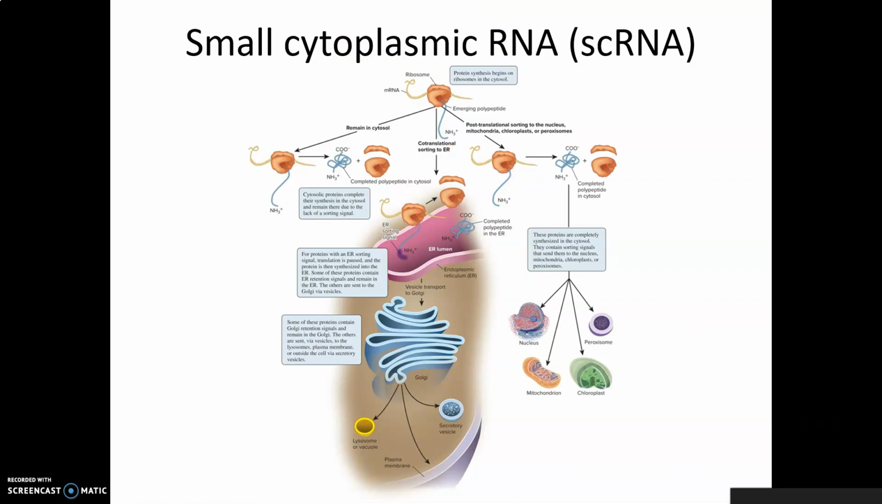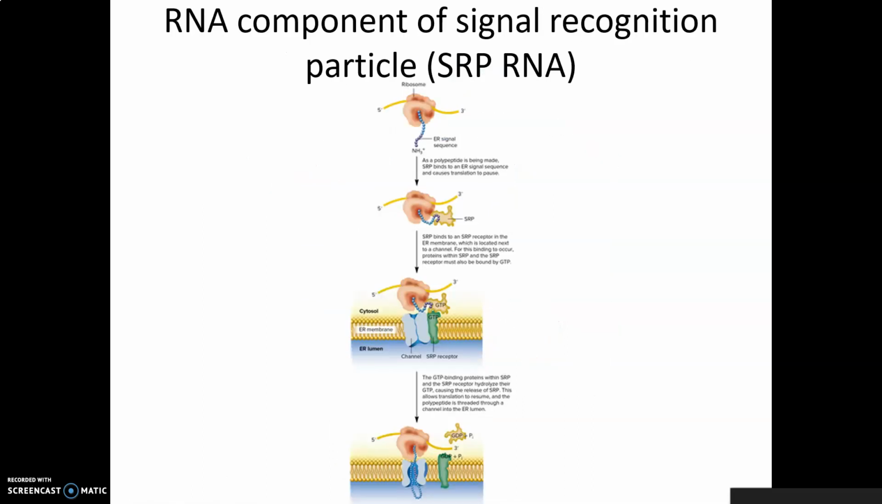We have small cytoplasmic RNAs. Their job is to help get our proteins that are created from where they're created to where they need to be to function. And we do this by a tagging system. So we put a sequence on the RNAs, and then we have proteins that come along and take them where they need to be. So one is this RNA component of the signal recognition particle. So we see here's an ER signal sequence, meaning this needs to go to the ER. So as it's being created, we have this signal recognition particle that binds to it, and it's going to allow it entrance into where it needs to be.